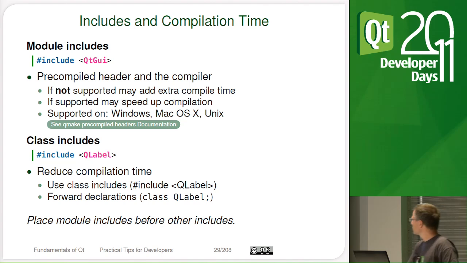So a good approach for including classes is that you include, for instance, the Q label within your CPP file, and within your header file, you just use the forward declarations, which is class Q label. So the compiler knows that Q label is a class. And if you are only using pointers to this class in your header file, it will compile.